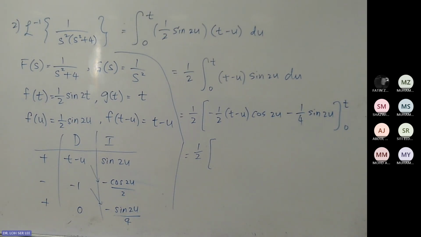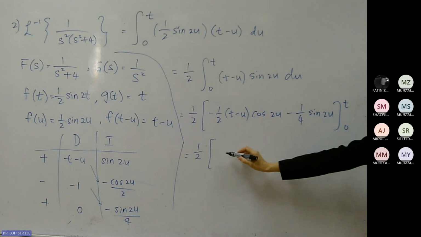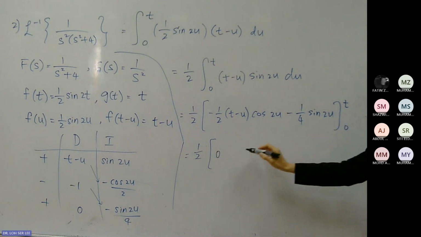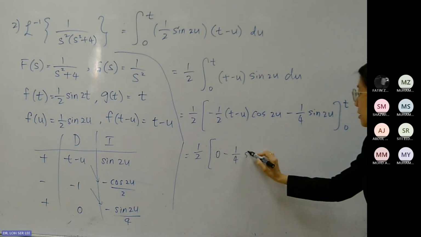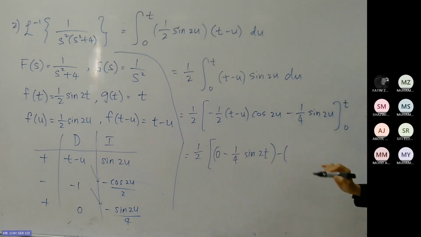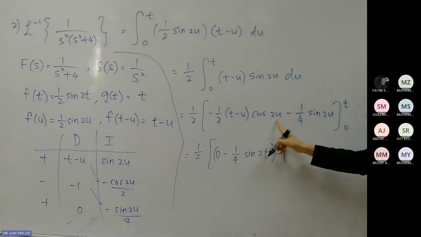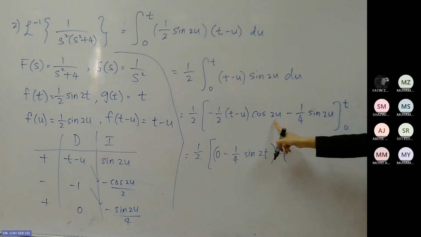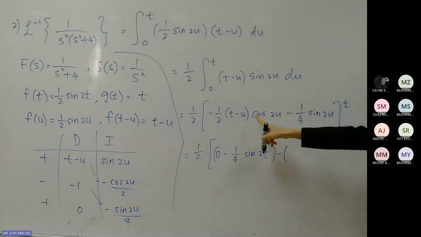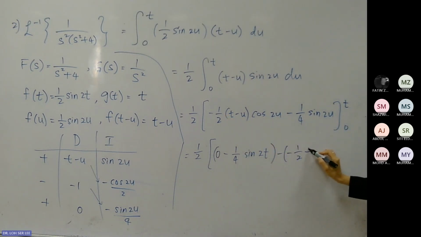Now we substitute the t into u. So t minus t, 0. Minus 1 over 4 sine 2t. Then the bracket minus the substitution of 0 into u. So cos 0 is 1. When u is 0, you have t, so negative half t. Sine 0 is 0.